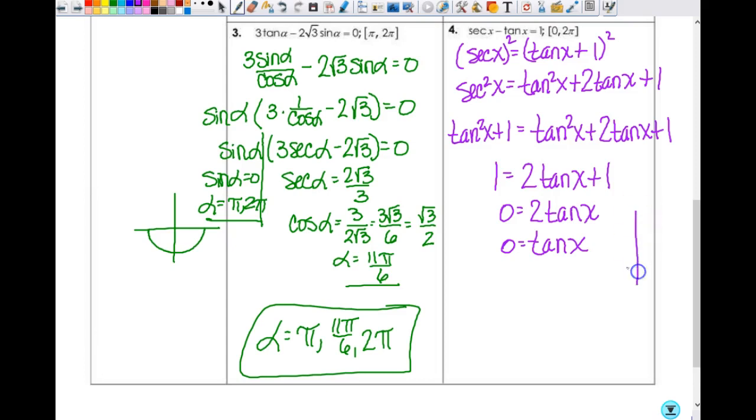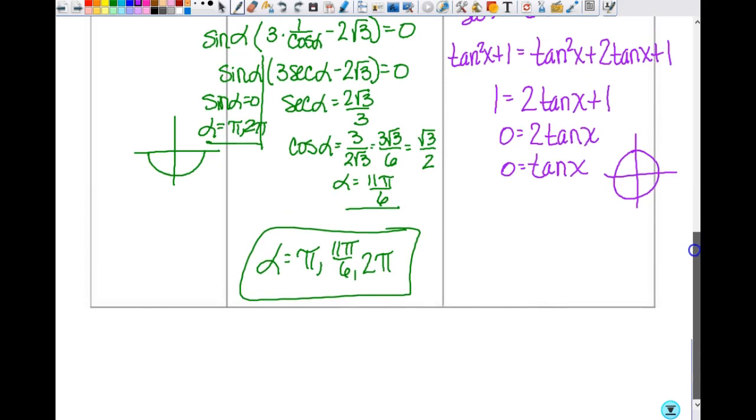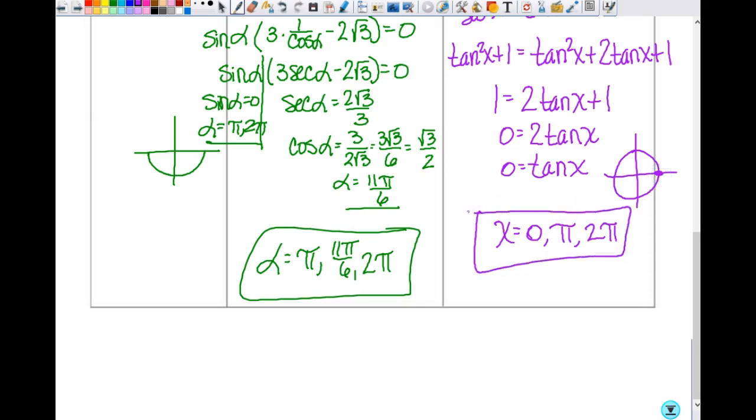I'm going from 0 to 2 pi, which is the whole circle. When is tangent 0? It's 0. And where else? Pi and 2 pi. And even though 0 and 2 pi are in the same spot, your interval goes from 0 to 2 pi inclusively, so you have to use both of them. It is both of them. Any questions at all?